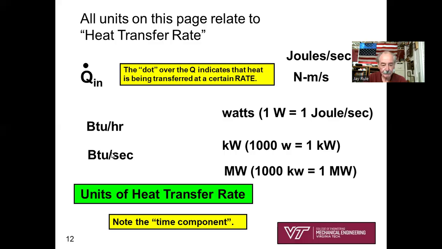So notice the time component over here. Over here, the time component is kind of hidden, isn't it? A watt. So a good engineer knows that a watt is a joule per second. And that's how you know there's a time component in watts.